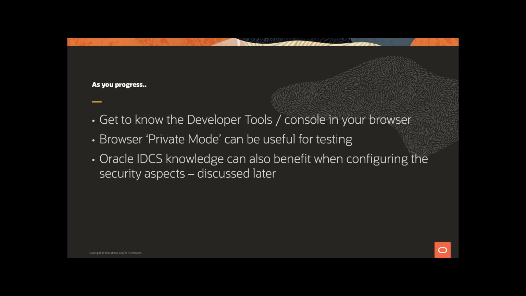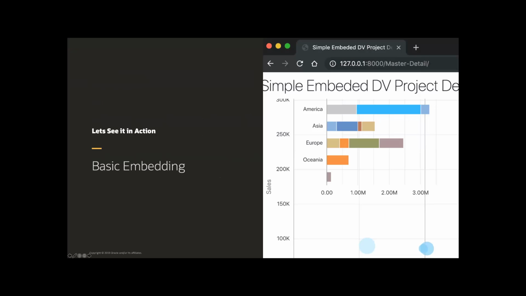And as you go through this process, you're going to gain some knowledge, more than likely, within Oracle IDCS, which is the Identity Cloud Service, which comes with Oracle Analytics Cloud. And that can be useful when doing things like some of the authentication options that I'll talk about in a moment. All right, so how do you do the basic embedding?